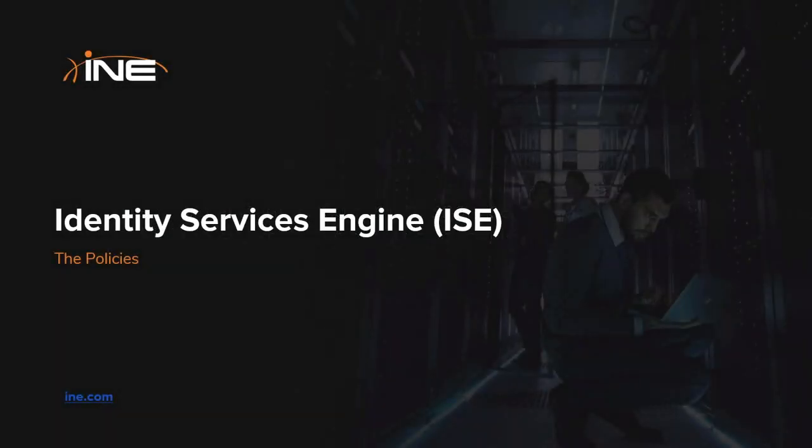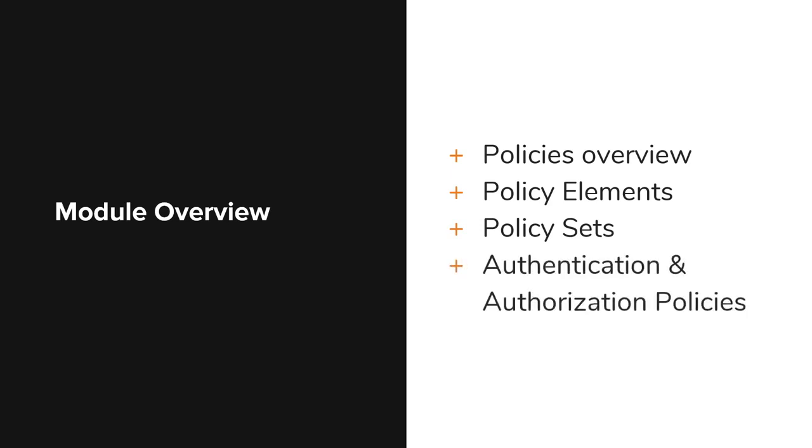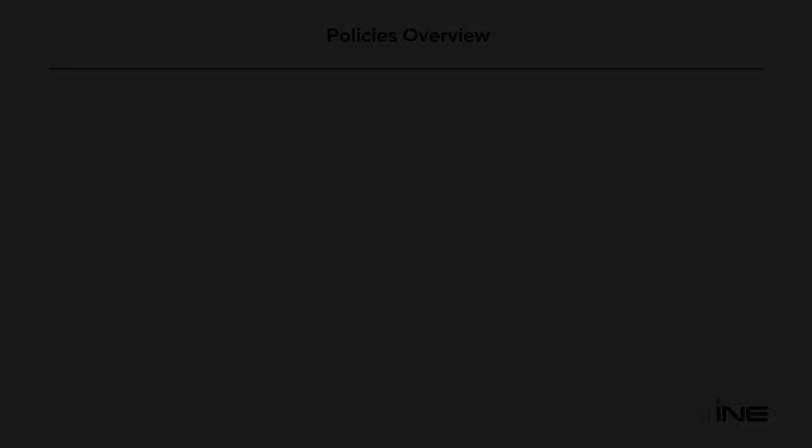In our next session, I'm going to take a look at one of the most important components of the Cisco Identity Services Engine, the policies. We will start this session with an overview of the different policy types. Then we will move on and talk about the policy elements. I'm also going to discuss the policy sets. And then to finish, we will go over authentication and authorization policy. And this is going to eventually be the focus in this session.